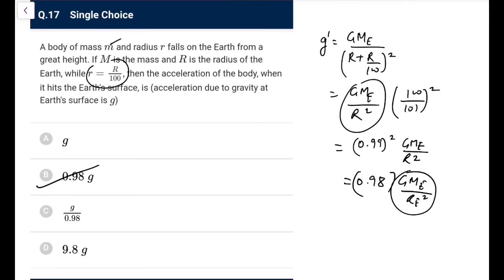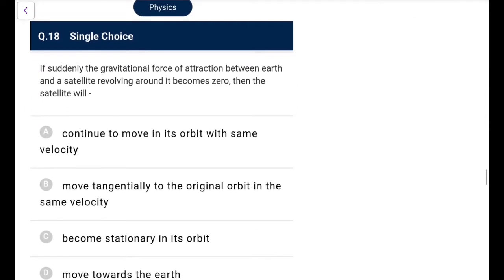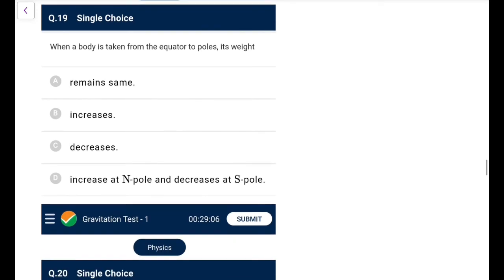Go for option B. I don't think someone has designed it keeping in mind that he or she is designing for the NEET exam. I think this is a good one for JEE. If suddenly the gravitational force of attraction between the earth and the satellite revolving around it becomes 0, then the satellite will, if the force becomes 0, you know it will go in a tangential path. So that's a nice one. That's a good question where you can just read and tick.